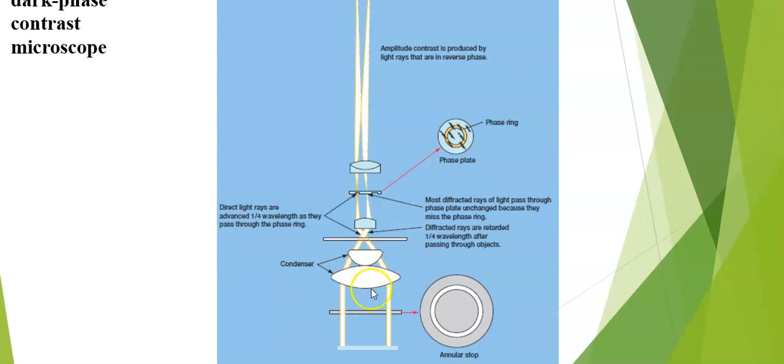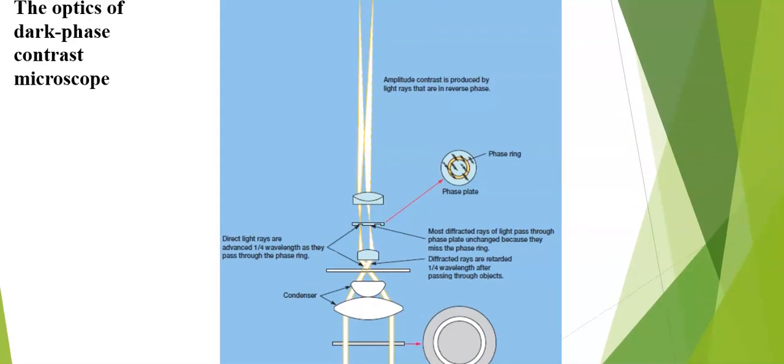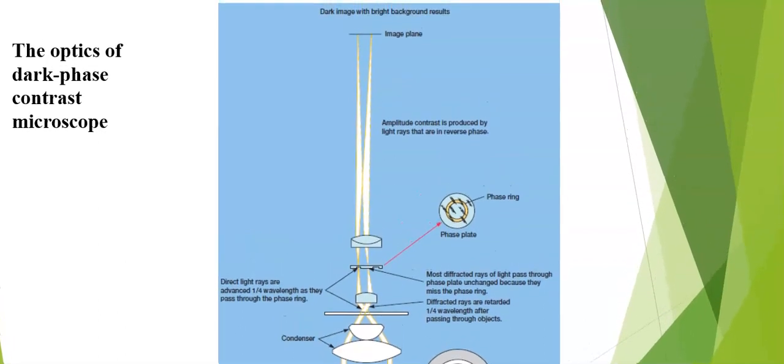Here the condenser has this modification, which is an opaque disc. So this is where the technical modification is. Here you can see the phase plate. It has a phase ring. So the amplitude, which is contrast, is produced by the light rays that are in reverse phase. So the dark image will be observed with a bright background.